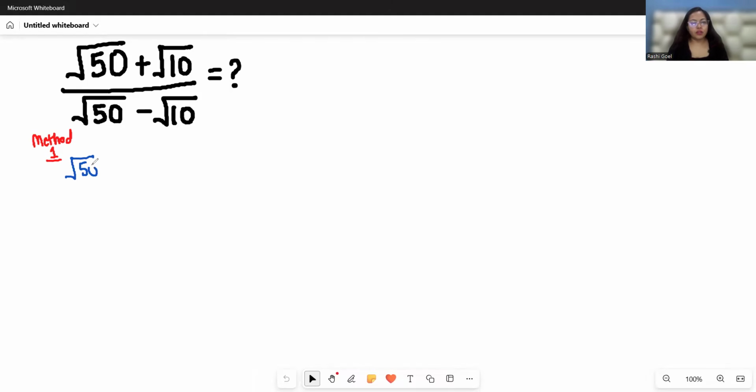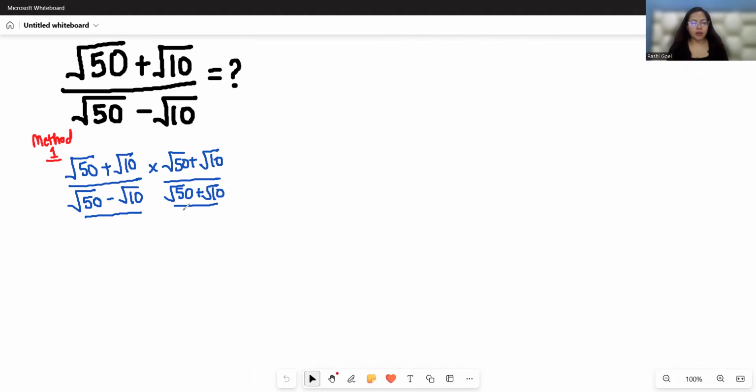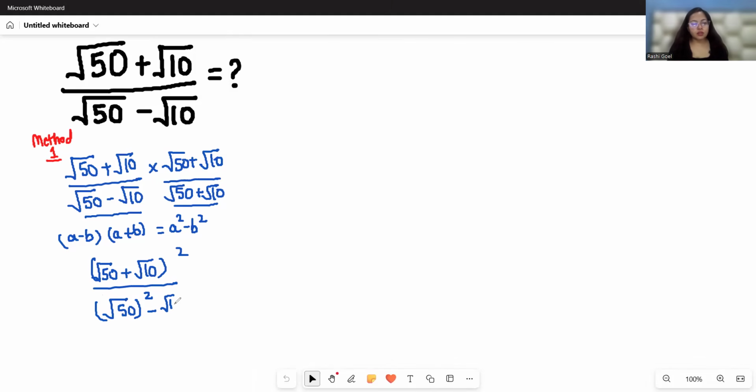So we have (√50 + √10) / (√50 − √10). If I multiply the numerator and denominator by (√50 + √10), then in the denominator it becomes an identity, (a − b)(a + b), which equals a² − b². So we get (√50 + √10)² / ((√50)² − (√10)²).